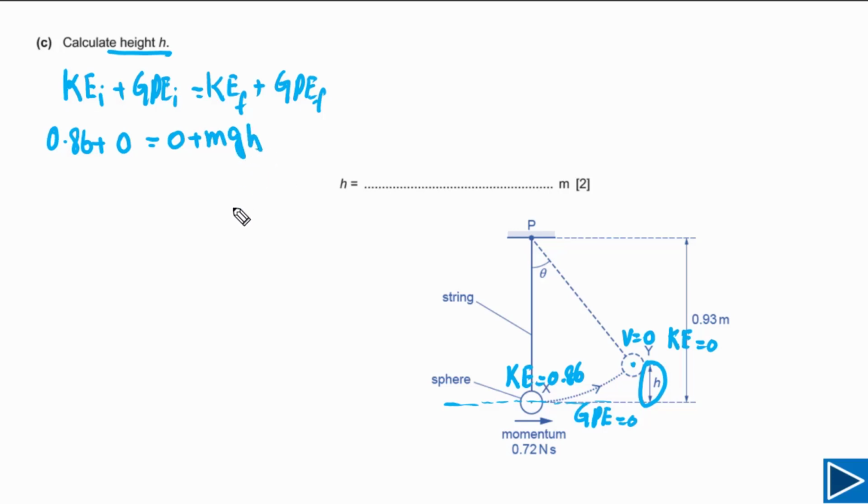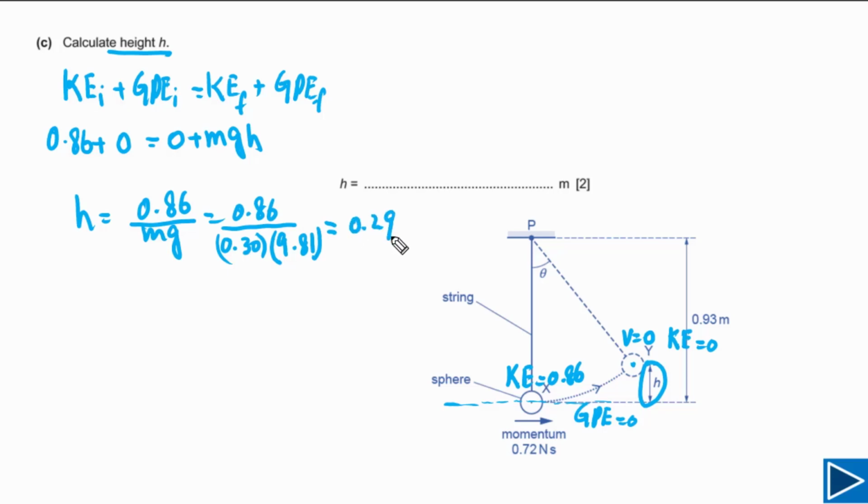So h is the height. Now we need to find out h. So h, simply we can say, will be equal to 0.86 divided by mg. So this is 0.86, and the mass we have already found. The value of mass was 0.30 kg in part B, and the value of g at AS level we have to use is 9.81. Now if we do these calculations, our final answer will be 0.29 meters. So this is our final answer.